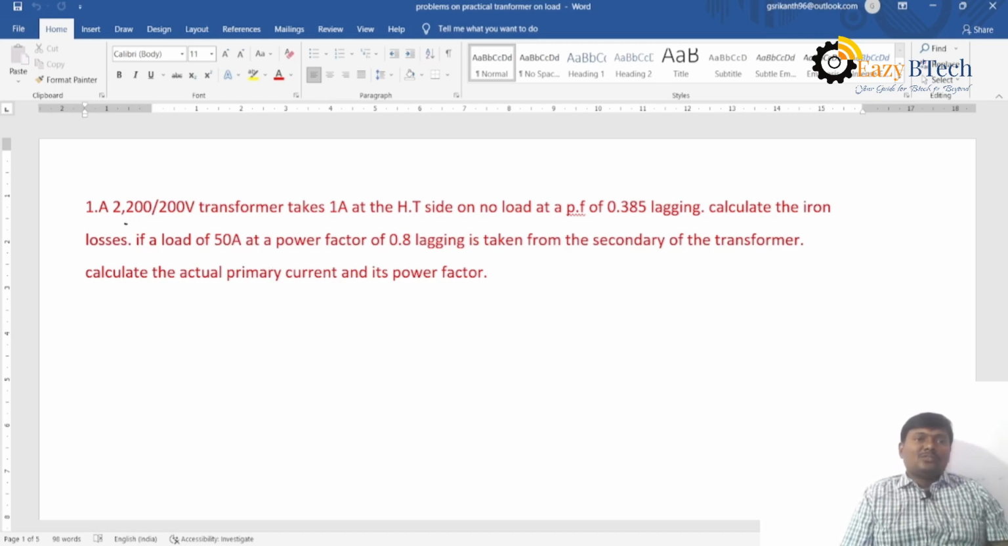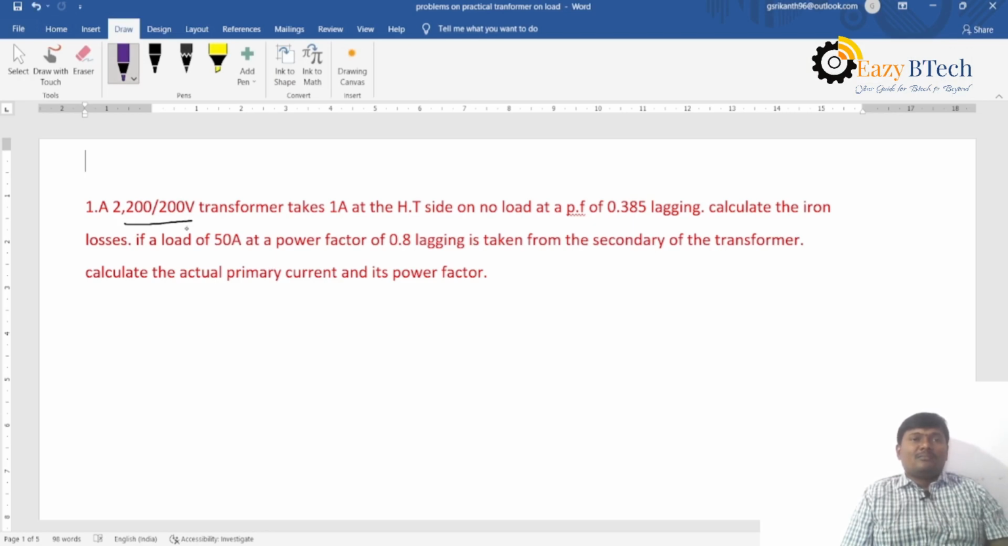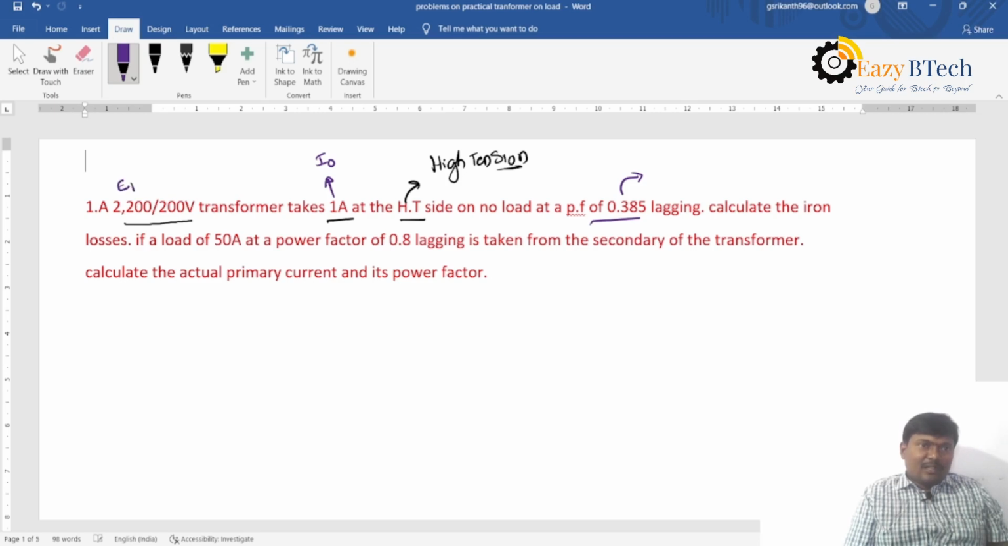A 2200 by 200 volts transformer takes 1 ampere at the HT side, that means high tension side or high voltage side, on no load at a power factor of 0.385. So this current is called the no load current. This is the primary induced EMF and the secondary induced EMF, and the power factor under no load condition is 0.385. Calculate the iron losses.